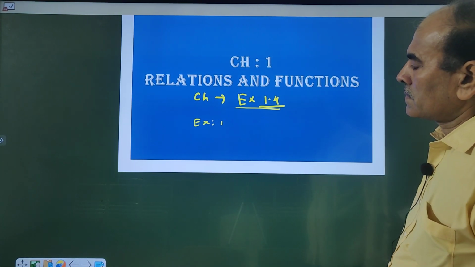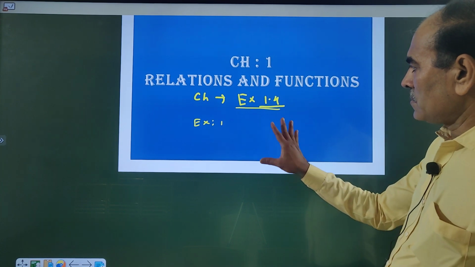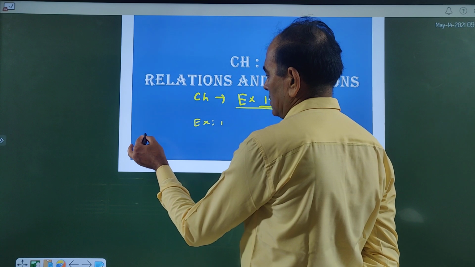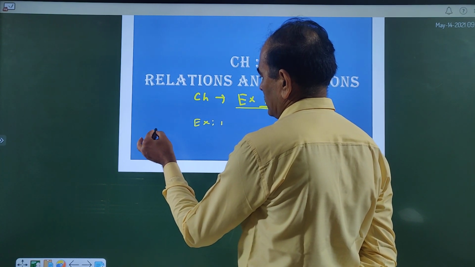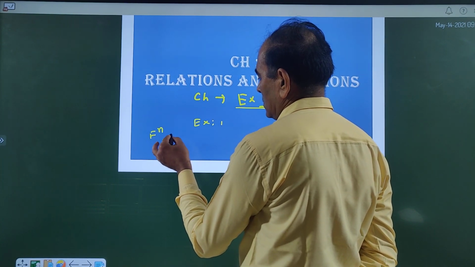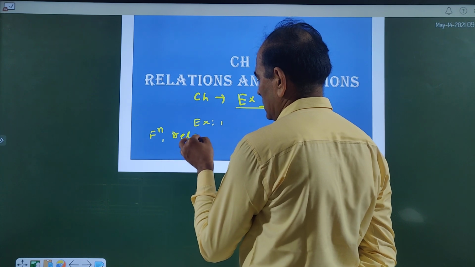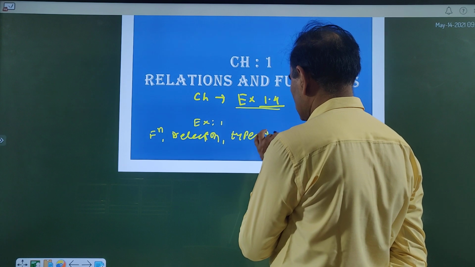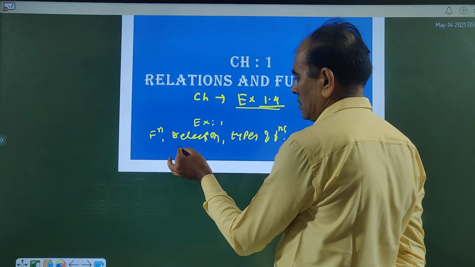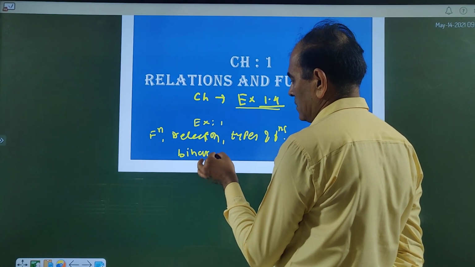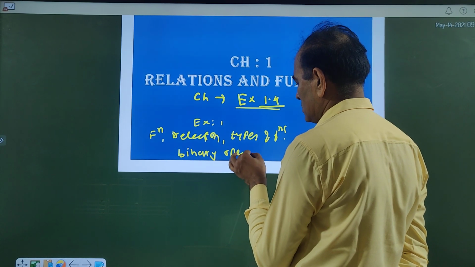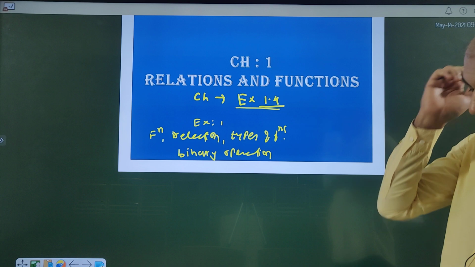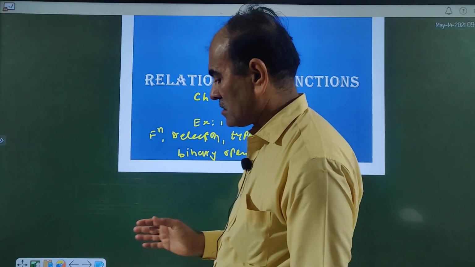Friends, up to this stage we have already seen the definition of function, relation, types of functions, and lastly binary operations with their properties. Only these 4 concepts are there in chapter number 1.